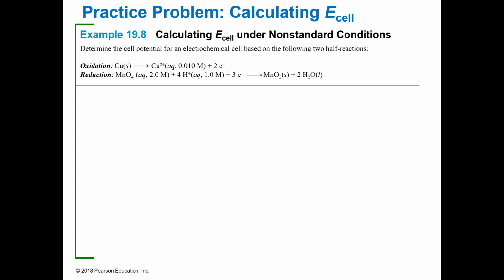All right, determine the cell potential, not standard cell potential, cell potential. And that's the key right there. Cell potential for the electrochemical cell based on the following two half reactions. All right, so we have an oxidation of the copper, and we have a reduction of the permanganate ion, or the manganese if you want to look at it that way.